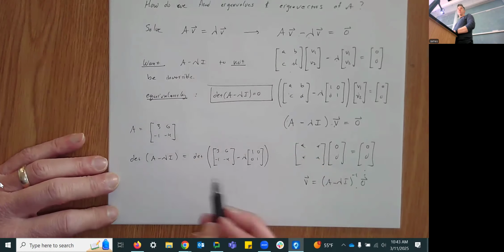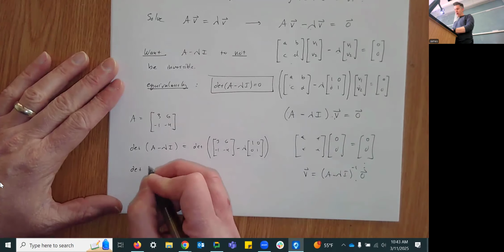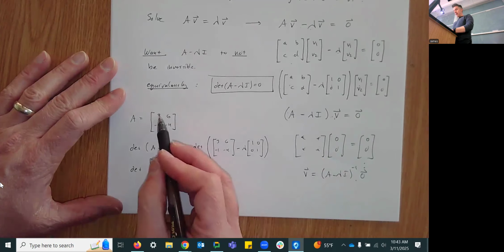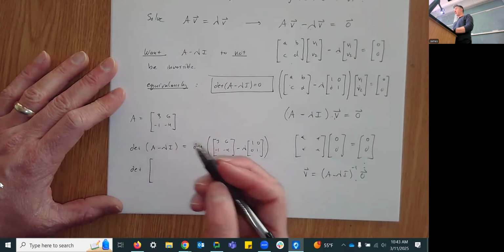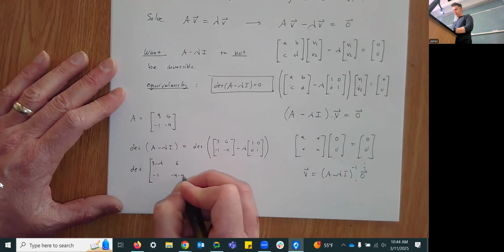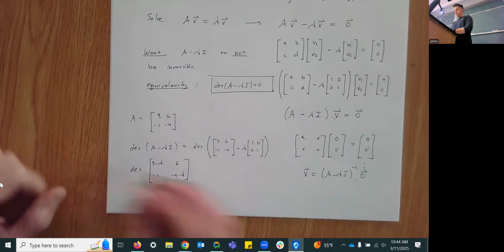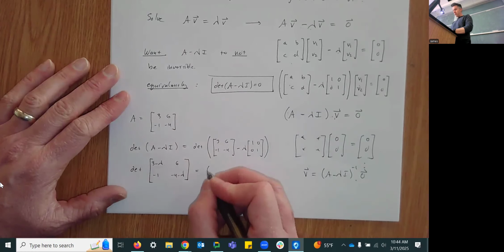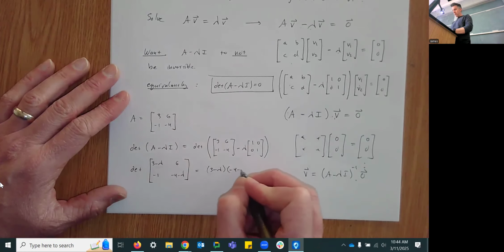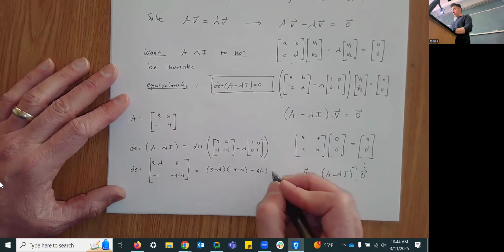You want to do the subtraction first before you start taking the determinant. Here's what's always going to happen: you're always just going to end up subtracting lambda from each of the diagonal entries before you take the determinant. So this is going to look like the determinant of our original matrix A, and in each of the diagonal spots where the 3 and the -4 are, we're just going to subtract lambda. So 3 minus lambda, 6, -1, -4 minus lambda. And then you take the determinant in the usual way. It's going to be the product of the diagonals, 3 minus lambda times -4 minus lambda, minus the product of the off diagonals, 6 times -1. And we're going to set that equal to 0.